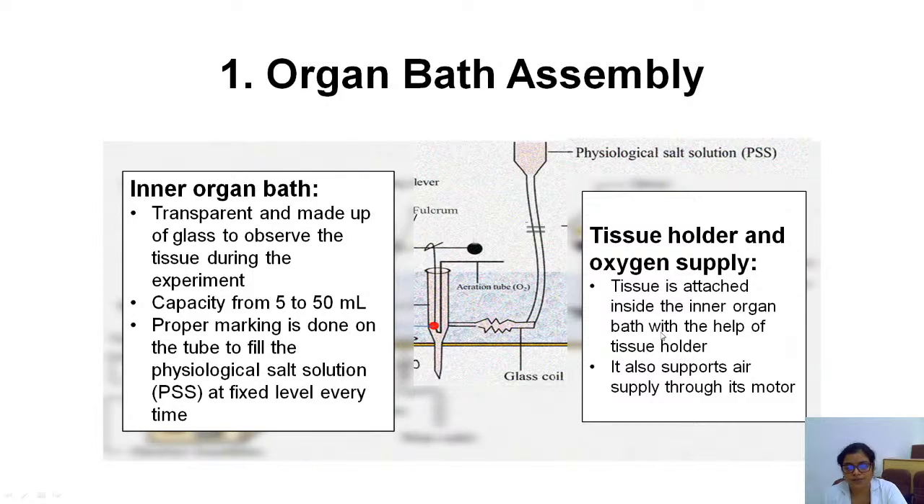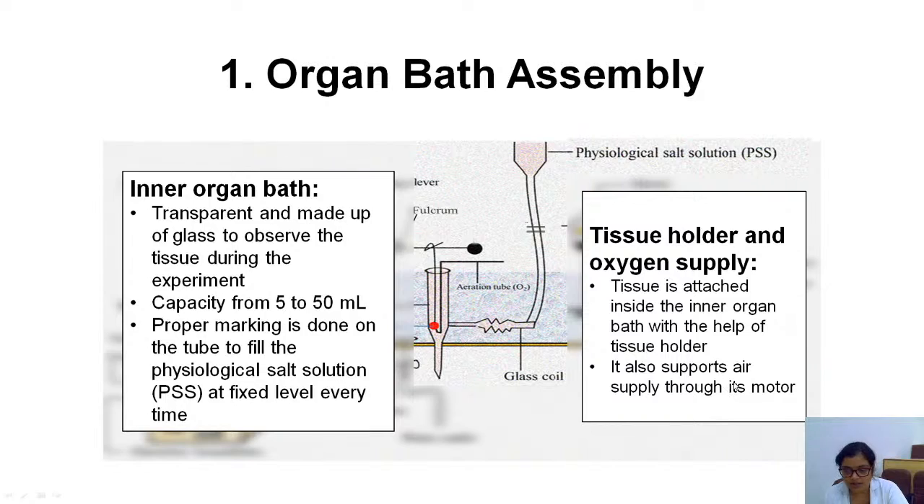Next is the tissue holder and oxygen supply. This tissue holder is present inside the inner organ bath, and the tissue is attached to it. The tissue holder is also connected to an aerator, which is responsible for air supply. So there is the outer organ bath, and there is the inner organ bath with the tissue holder and oxygen supply.